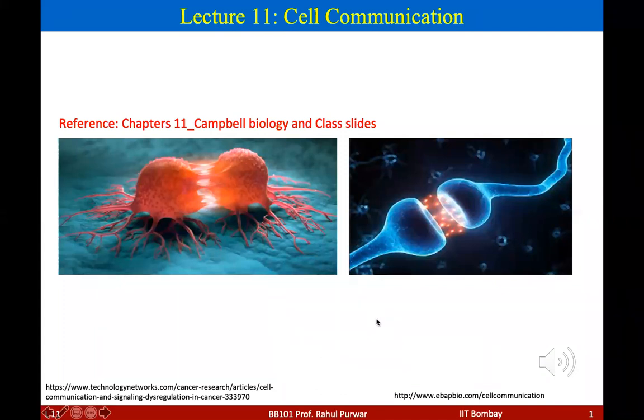Hello everyone. So today in the class, we will learn about how cells communicate with each other. We have billions of cells in our body, and many of you are thinking how one cell communicates with other neighboring cells, or how each cell communicates with each other for the different types of functions which you learned in the previous class.